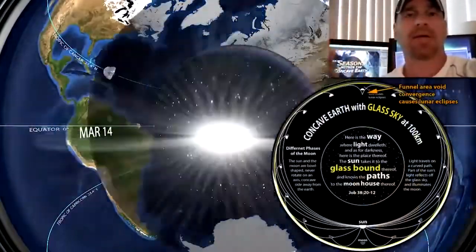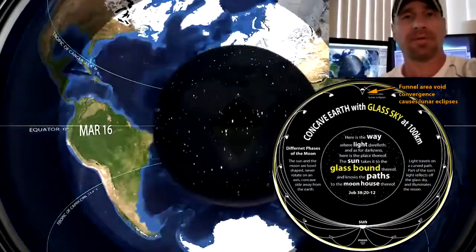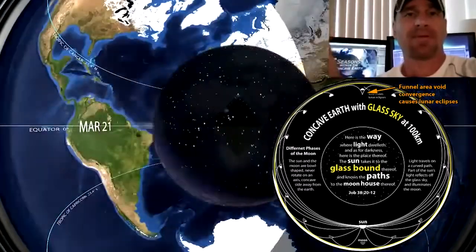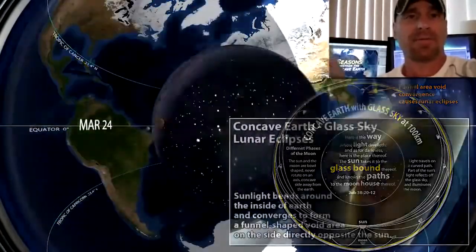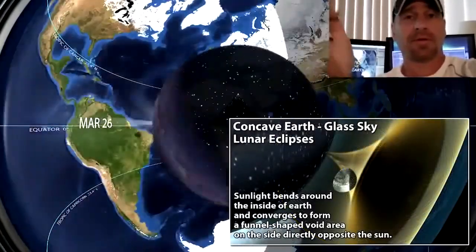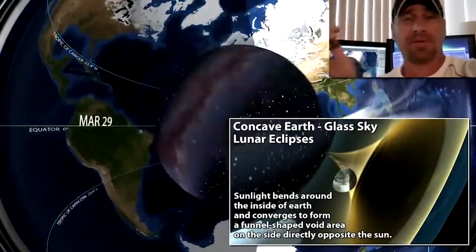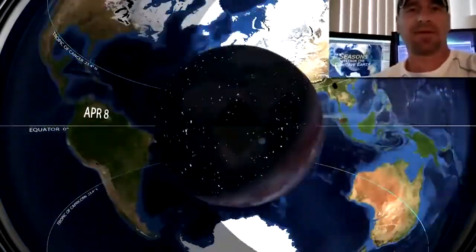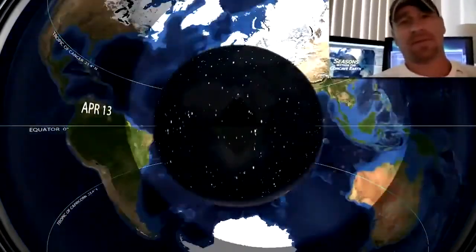Sunlight is bending around the inside of the Earth. That's how we get lunar eclipses. There's an opposite funnel-shaped void area opposite the sun. When the moon goes through that void area, it gets eclipsed. North or south of that void area, it's just simply going to be a full moon. So everything works in the concave Earth. You've seen my animation here, I made it a wide angle, so I wanted to include everything, so that's why it kind of looks kind of funky, but it's Occam's razor. The simplest answer is always the best answer.